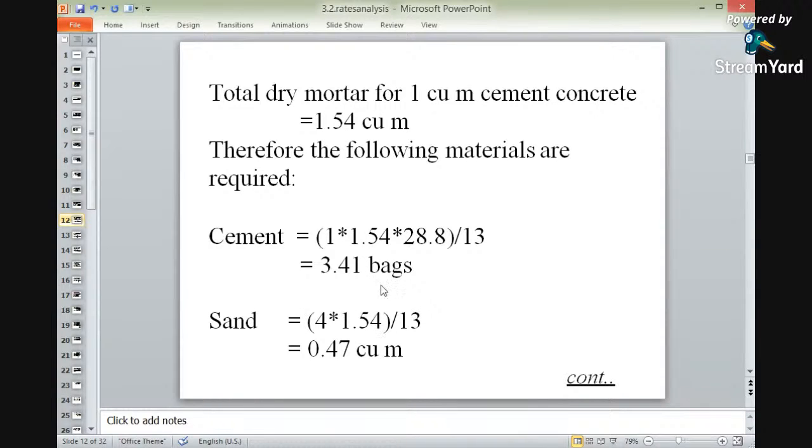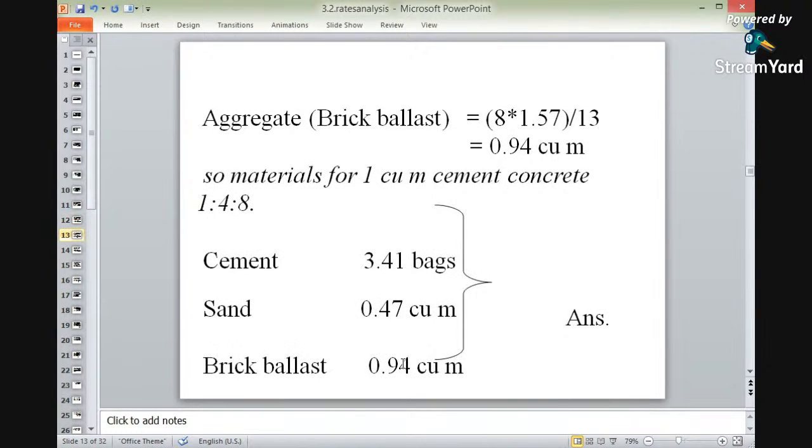Sand is not available in bags, therefore this quantity has not been considered here. Only how many parts of sand we are considering in this case. The ratio is 1:4:8, that means 4 parts are for sand. So 4 multiplied by 1.54, and the total parts is 13, divided by 13. So the sand required in this case is 0.47 cubic meters.